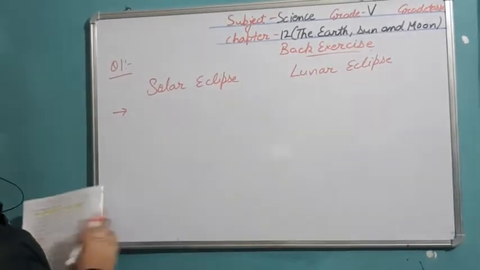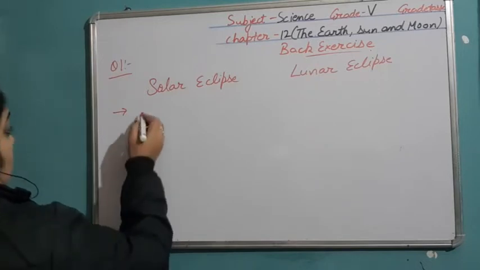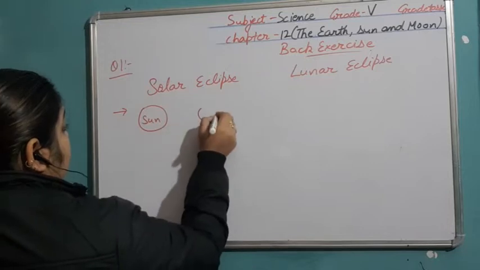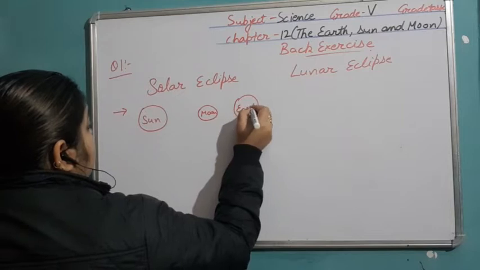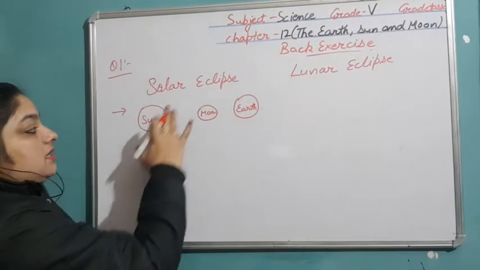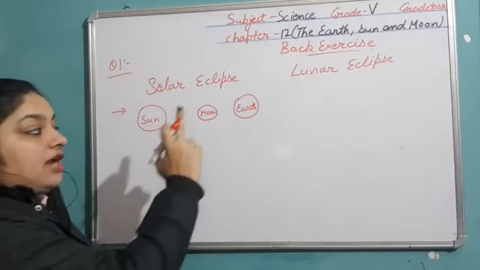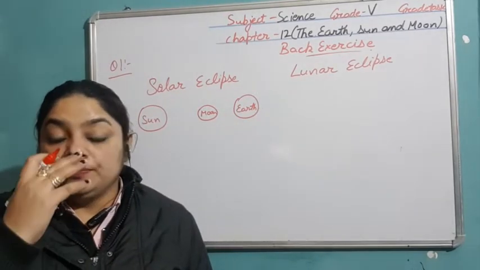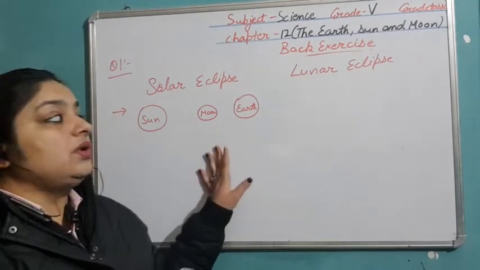Solar eclipse, it is eclipse which is formed when position of the sun is fixed, right? When moon comes in between sun and the earth, then solar eclipse occurs. So what is solar eclipse? It occurs when moon comes between sun and the earth, and moon casts its shadow on the earth, and from the earth any part of the sun is not visible to us. That is known as the solar eclipse.